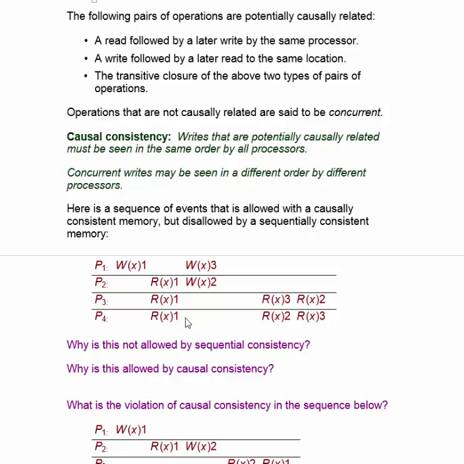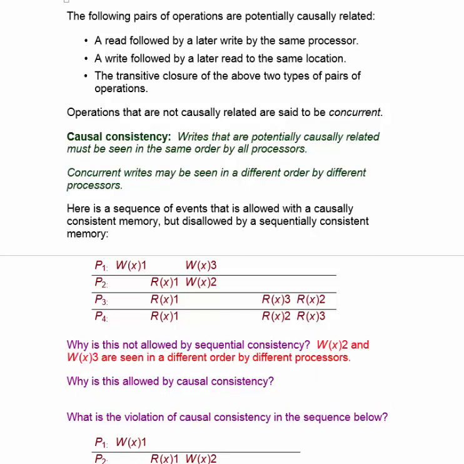Whereas P4 does a read of location X and gets 2, and then later on it does a read of location X and gets 3. Now this isn't going to be allowed by sequential consistency, and I think you can see why. Because the later two writes to location X, the write of 3 by processor 1 and the write of 2 by processor 2, are seen in a different order by P3 and P4. P3 sees the one by P1 first and the one by P2 second, and P4 sees them in the opposite order. But this is allowed by causal consistency.